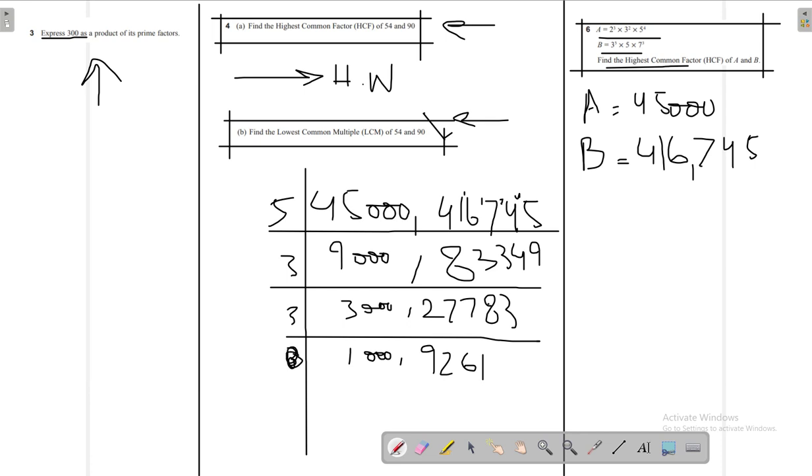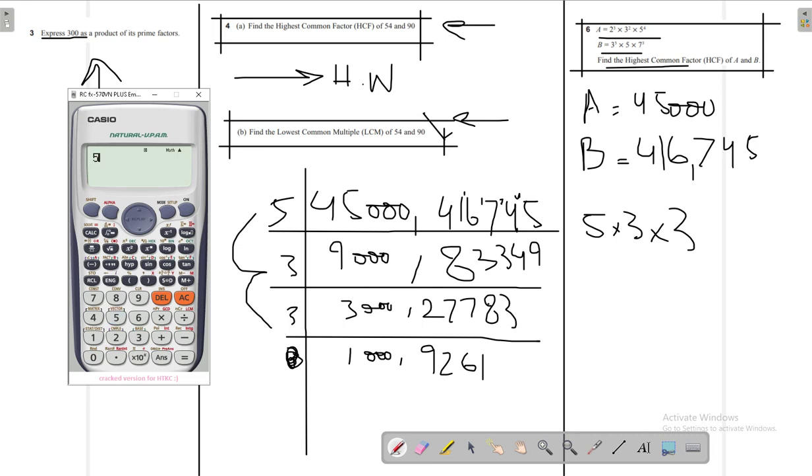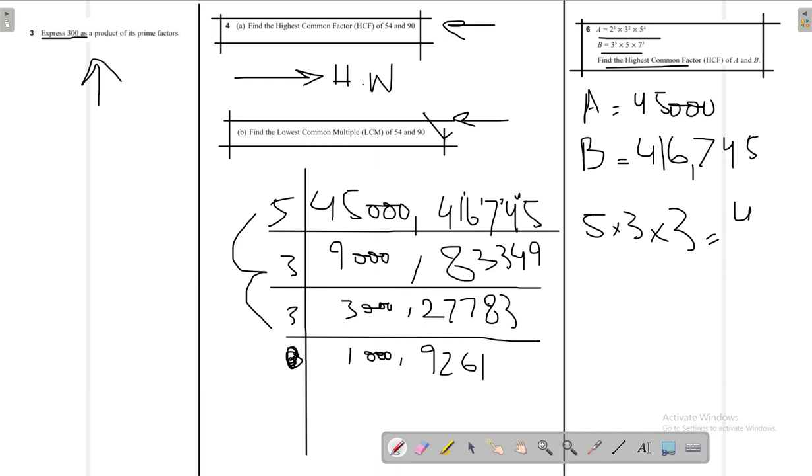Alright, so the HCF of these two numbers is 5 into 3 into 3. We're going to stop here and multiply the rest of the factors. The HCF is going to be 5 into 3 into 3, which is 45. That's it. And we have learned prime factors, factors and multiples, and LCM and HCF.